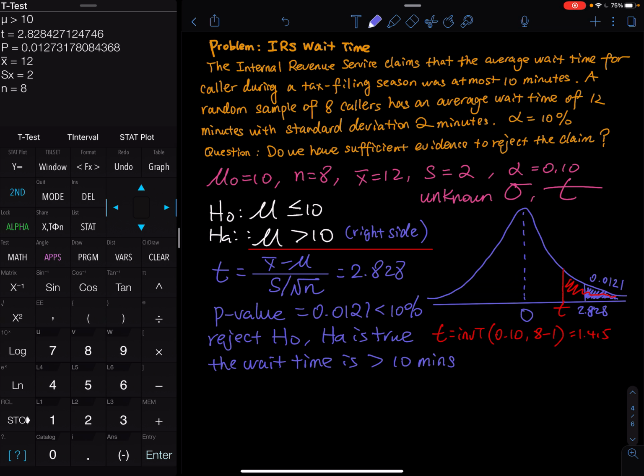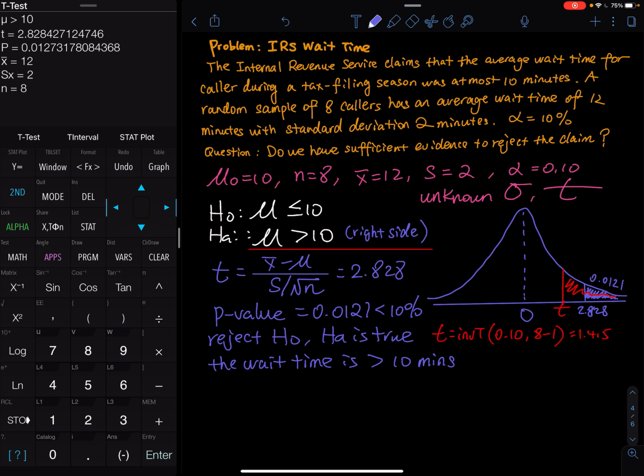Do we have sufficient evidence to reject? The answer is yes, we do, because p-value is less than alpha, so we have sufficient evidence to reject H naught, and then HA is true. So the claim is wrong. They lied to you. They said at most 10. They are lying. The truth is you have to wait more than 10 minutes. It's not at most. Okay, the next part, that is confidence interval, right?